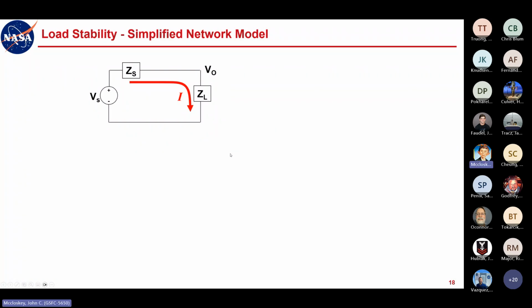Basically, any interface, any interconnection can be represented with this simplified network model. You've got some voltage source. Of course, you can do it as a current source as well. But using the voltage source model, you have a voltage source, some source impedance in series with it, and your load impedance.